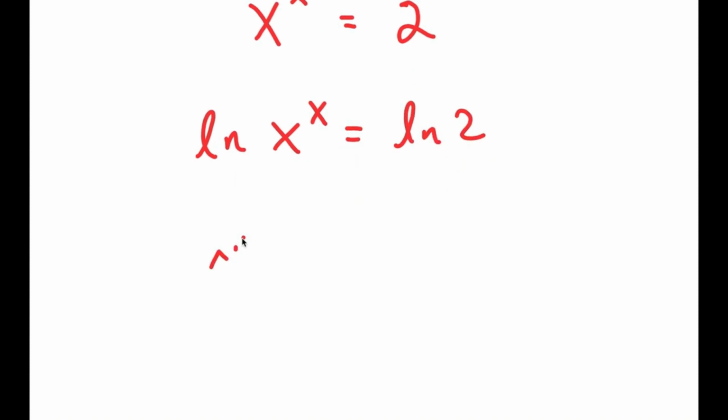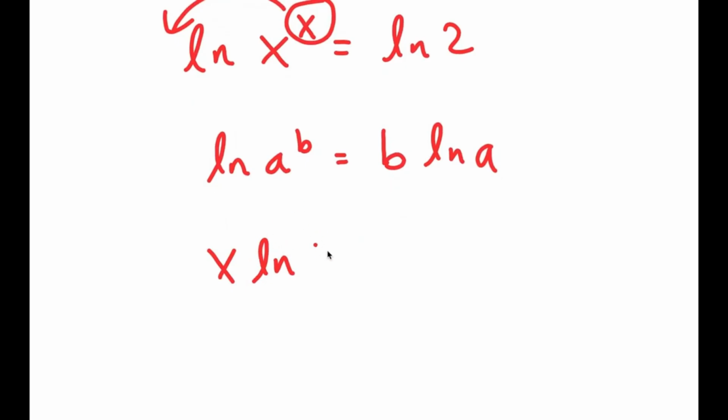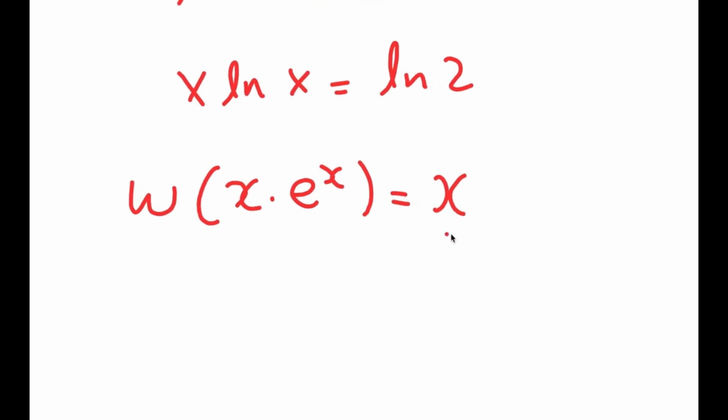Now, if I have something in the form ln a to the power of b, this is equal to b times ln a. So I have ln of x to the power of x, and I can move x to the front. So now I get x times ln x is equal to ln 2. Now I'm going to be using the W Lambert function, which states that if I take the W of something in the form x times e to the power of x, this is equal to x. So we're going to want to put this in the form x times e to the power of x, so then I can use the W Lambert function to simplify this.